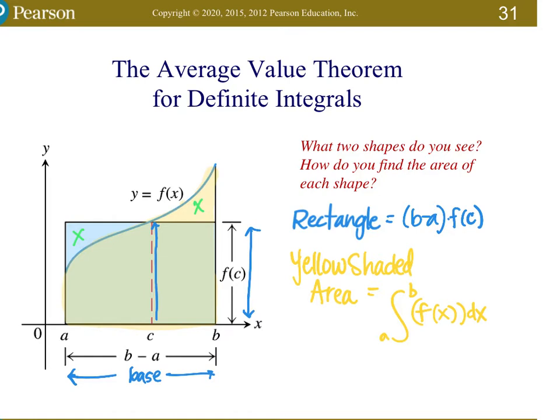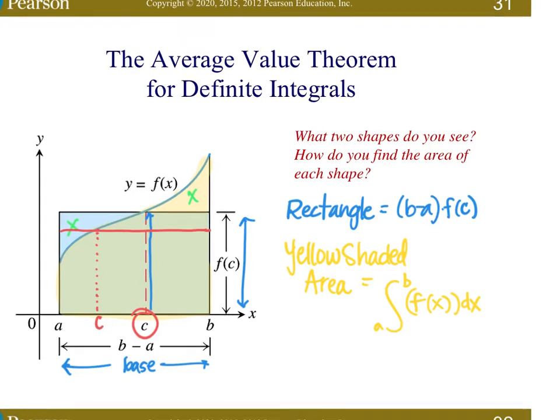All right, what the average value theorem says is that the areas of those two shapes are equal if you place c in the right place. It's all about where you put the c, because if you put c in the wrong place, if you put c over here and you come up and you're like, oh, I'm going to make my rectangle this tall, then the rectangle and the yellow shaded area are not going to be the same size, not going to have equal value. You have to put c in the right place.